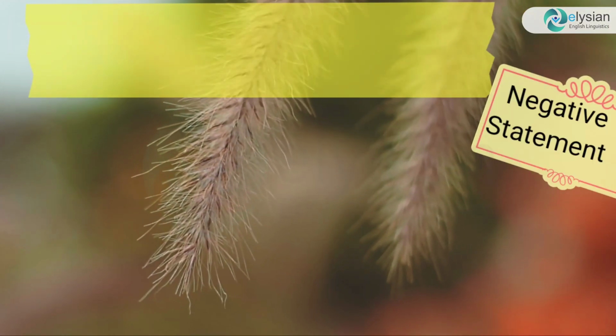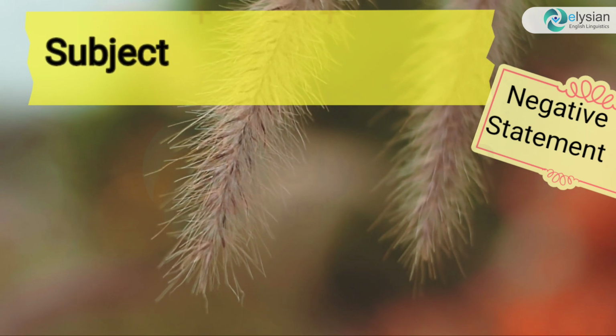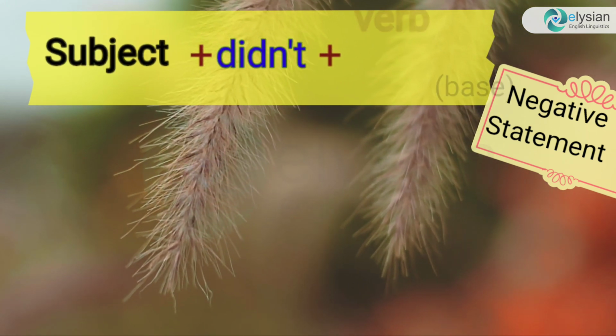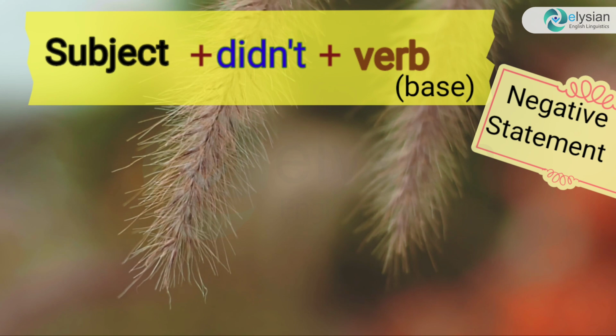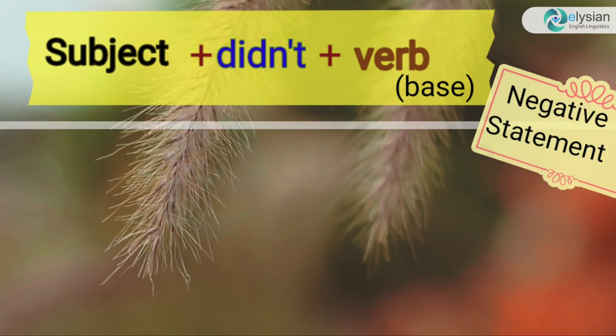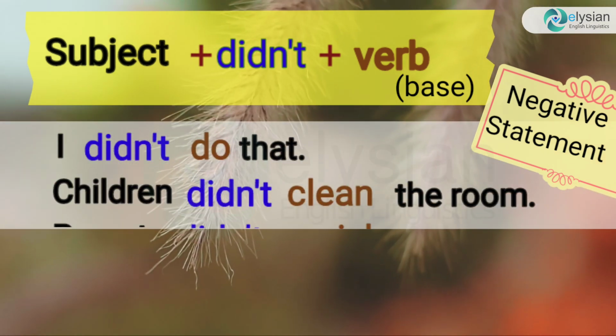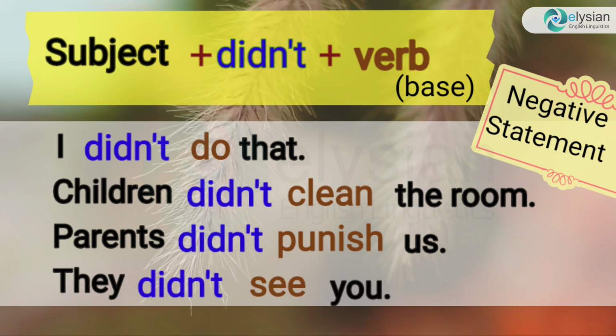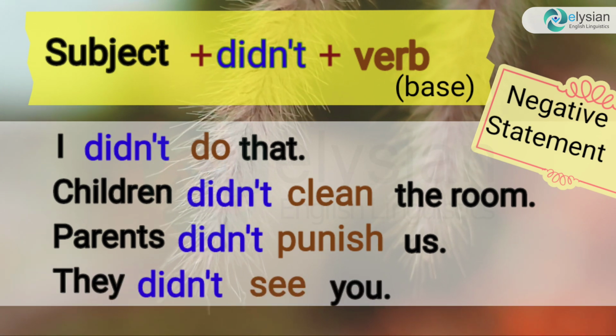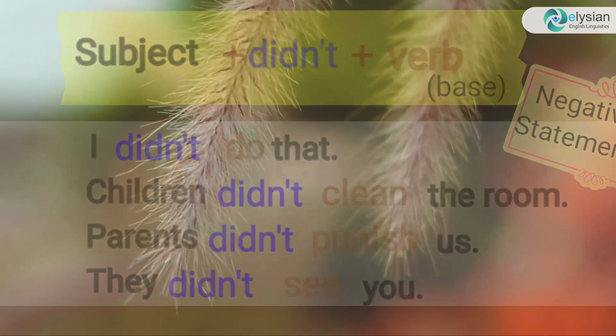Negative statement. Subject plus didn't with base verb. Okay, here are some examples. I didn't do that. Children didn't clean the room. Parents didn't punish us. They didn't see you.